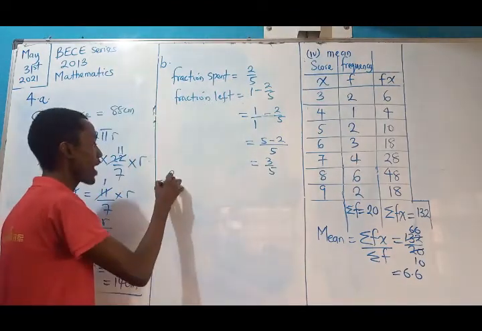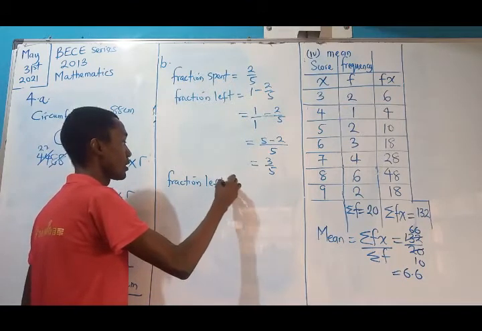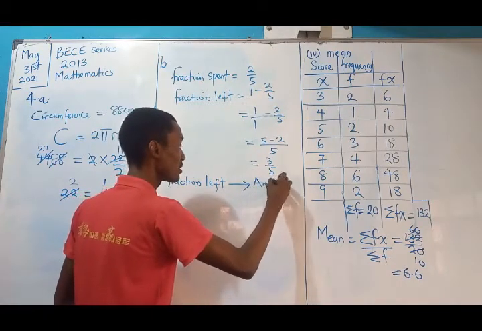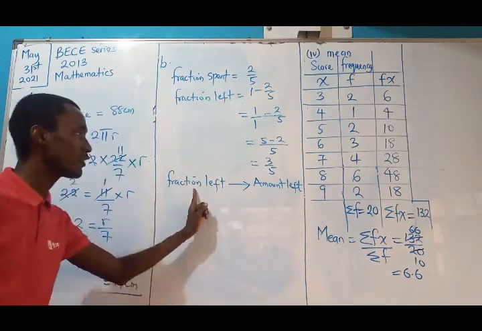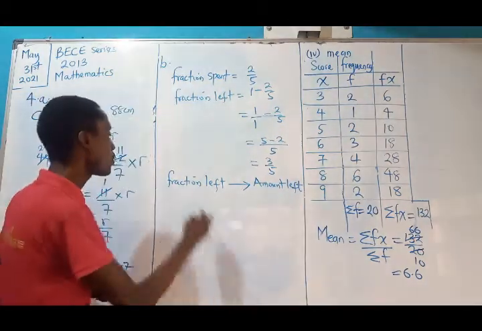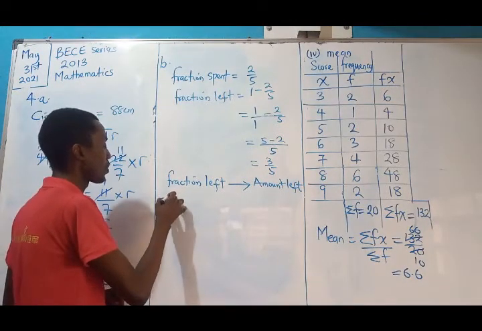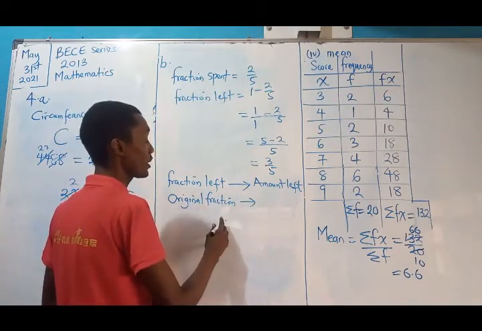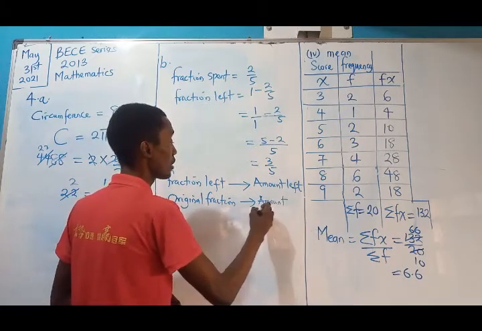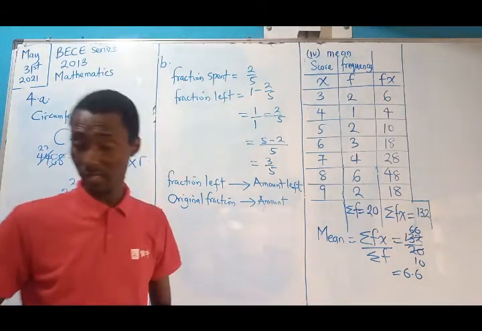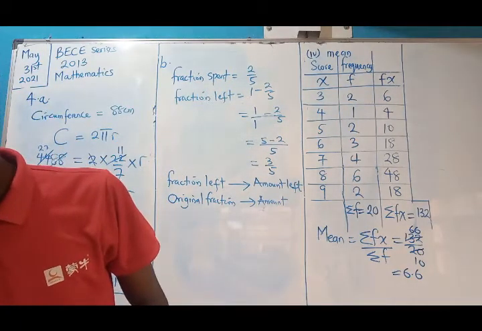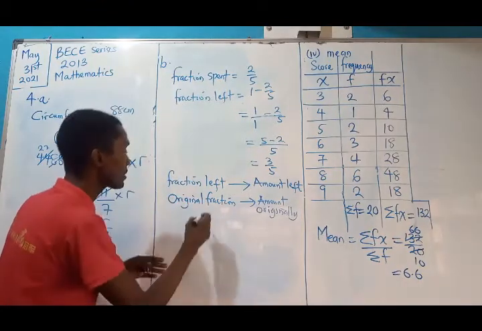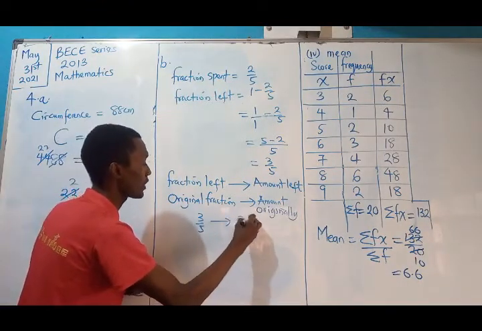It therefore means that fraction left corresponds to what? Amount left. There's a relation between fraction left with amount left. Now also, original fraction will be equivalent to what? Amount, let's use the term they have there. The term they used there was amount originally. So what does that mean? It means that 3 over 5 will correspond to 300 naira.